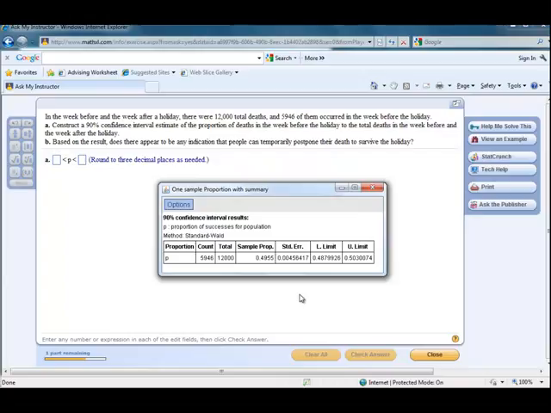Now this will give us a lower limit and an upper limit. If we round to 3 decimal places as described in the problem, we would have 0.488 to 0.503.